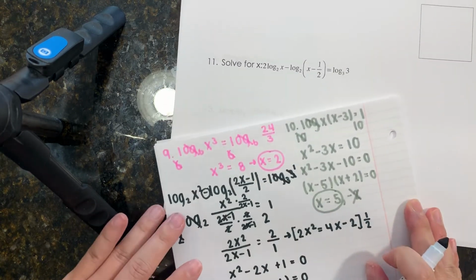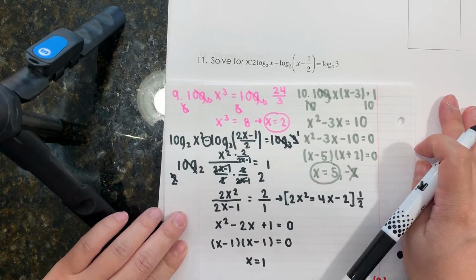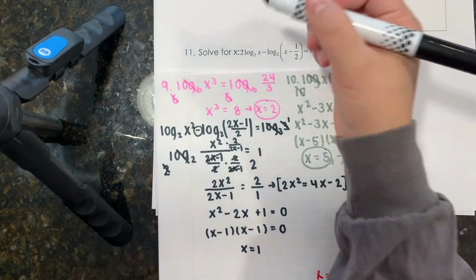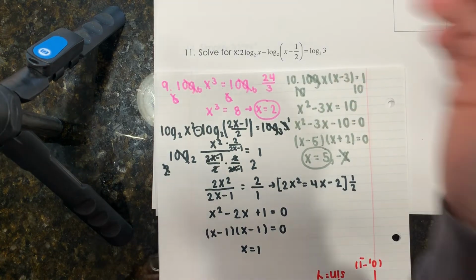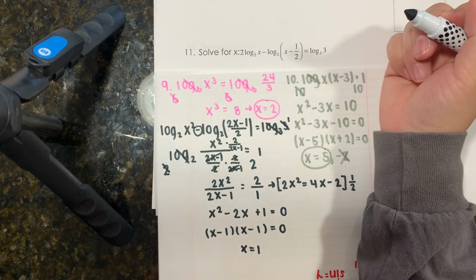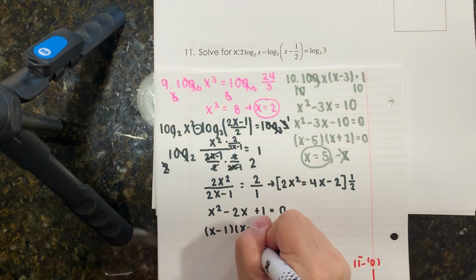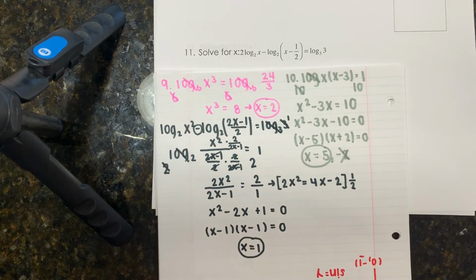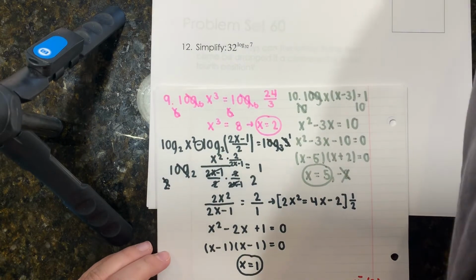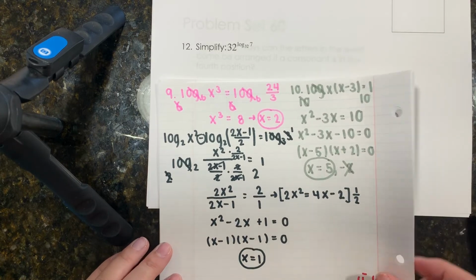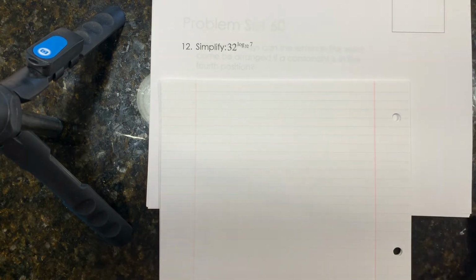The only thing I need to do now is go back to the beginning and see if that works. So if I plug in log 2 of 1, well, that works because it's positive. And then 1 minus 1/2 would be positive 1/2, so that works as well. So my result is going to be that x is equal to 1. Now, if you haven't attempted number 12 and 13, I want you to do so now before you press play.